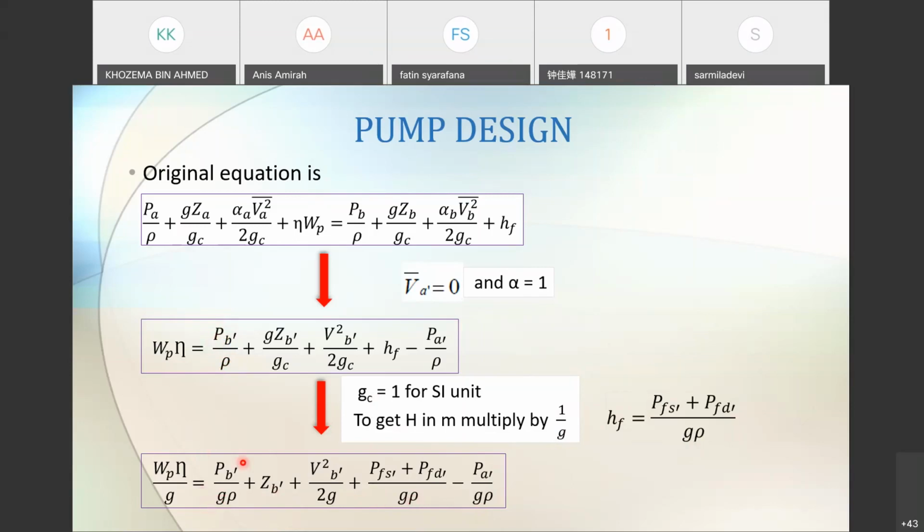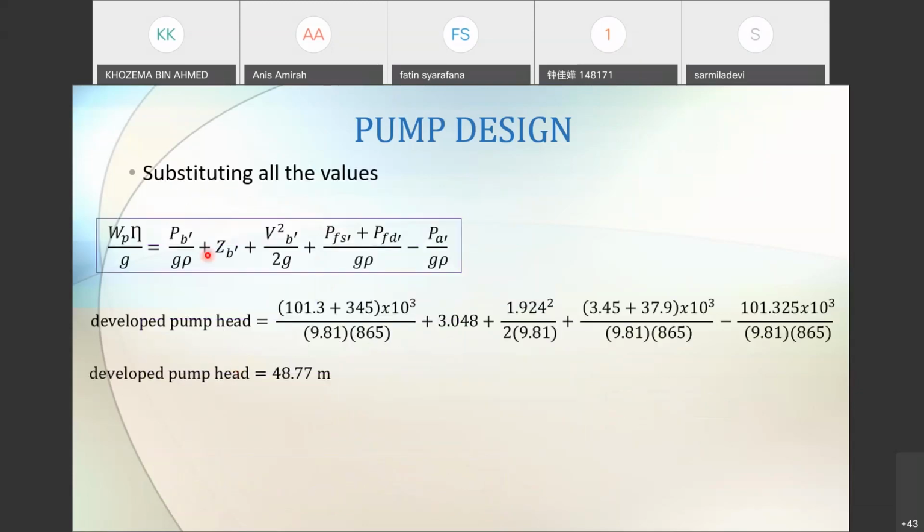So this is the term for pressure, this is the term for height, this is the term for velocity, this is the term for friction, and this is the term for pressure at the suction side. So once you get this equation, you can substitute all the values.